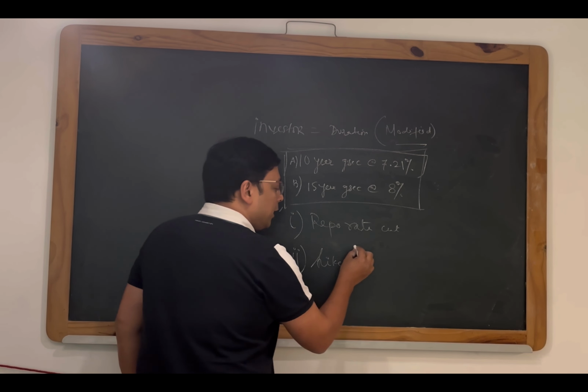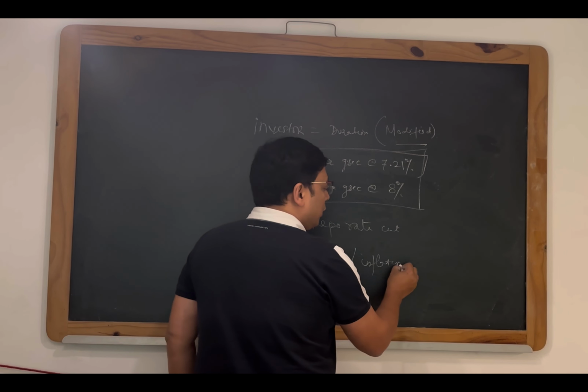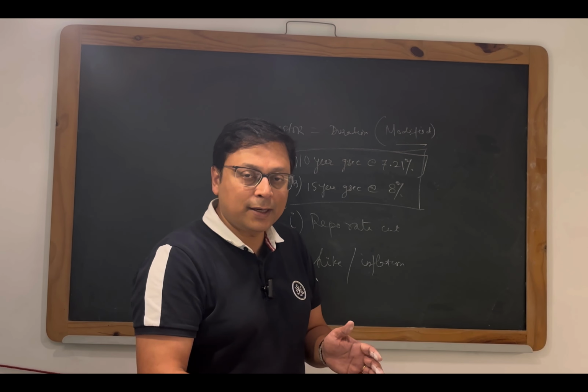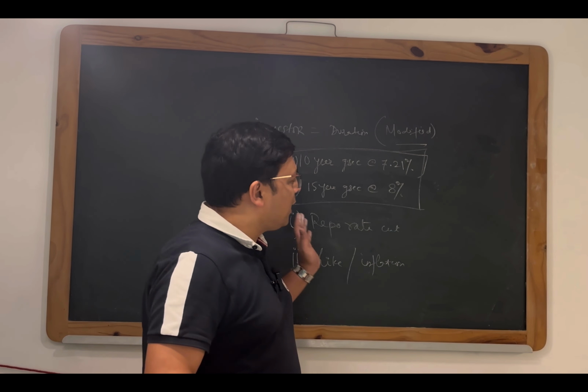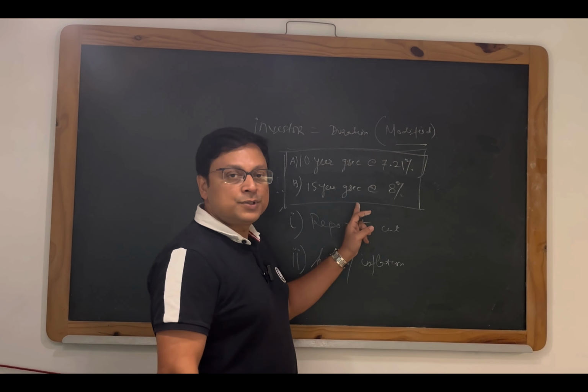hike in order to control inflation, maybe in the next 1 or 2 months. Maybe not immediately, but in the next 1 or 2 months. And you definitely have a 1-2 year kind of investment horizon. Which one would you select?